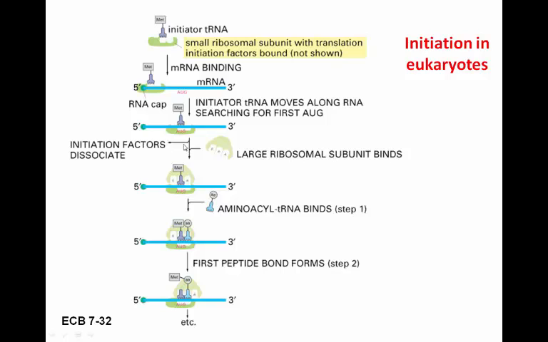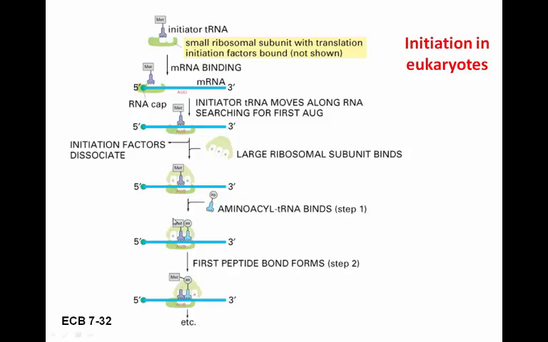Initiation factors dissociate and the large ribosomal subunit binds. So here we have an intact ribosome. The methionine is in the P site. Notice this is E, P, A. The methionine is in the P site. Aminoacyl tRNA, this is the next amino acid that's going to be in the polypeptide chain after methionine. It binds to the A site. We could call that an acceptor site or the amino acid site. So the aminoacyl tRNA binds to this site.